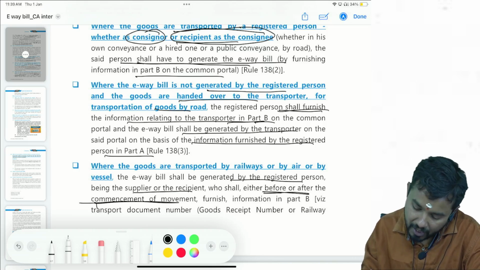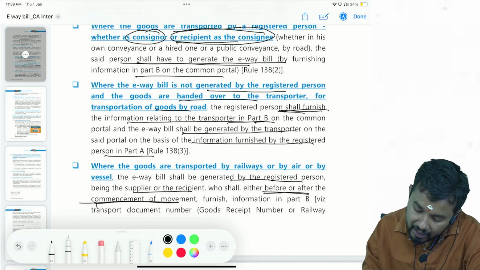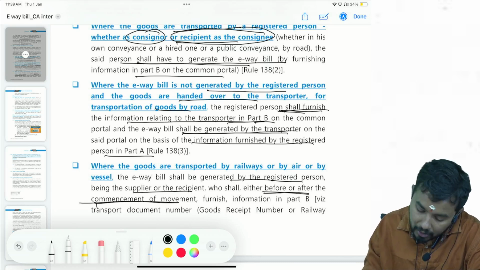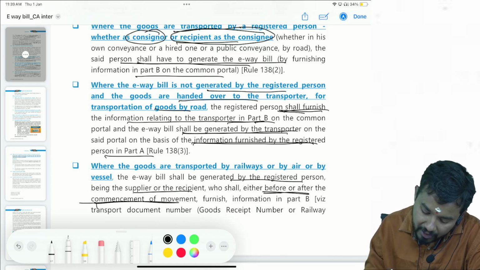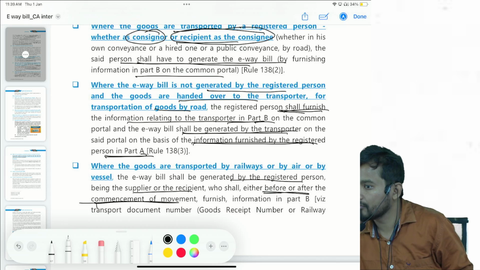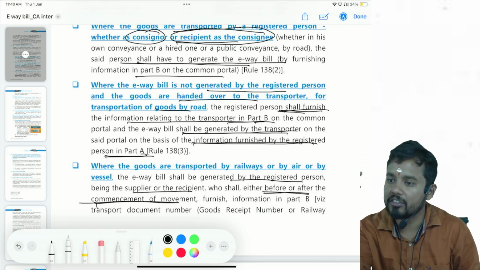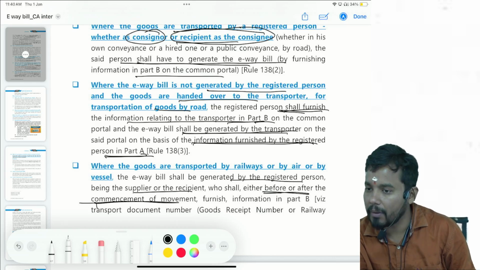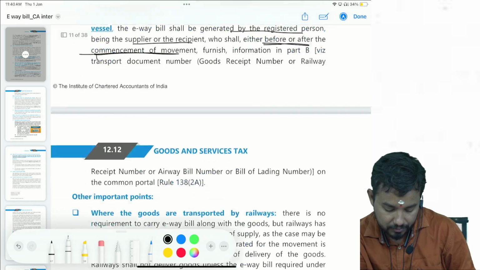See, look here. The registered person shall furnish the information relating to the transporter in part B on the common portal, and the e-way bill shall be generated by the transporter on the said portal on the basis of the information furnished by the registered person in part A. Okay, whatever information the registered person has given in part A, by using that information he has to fill part B and generate the e-way bill.